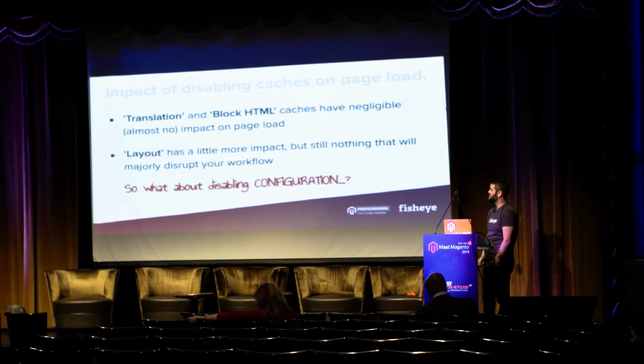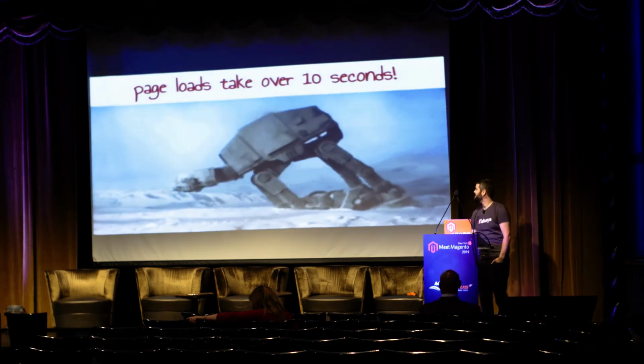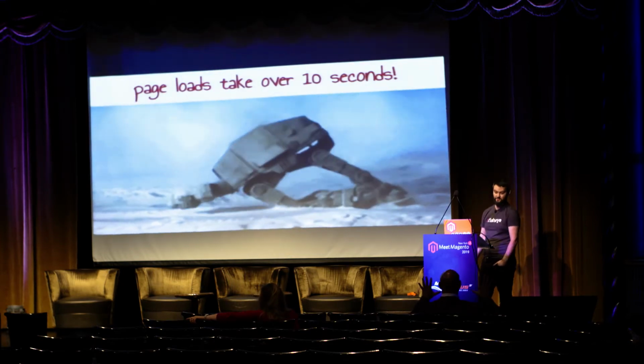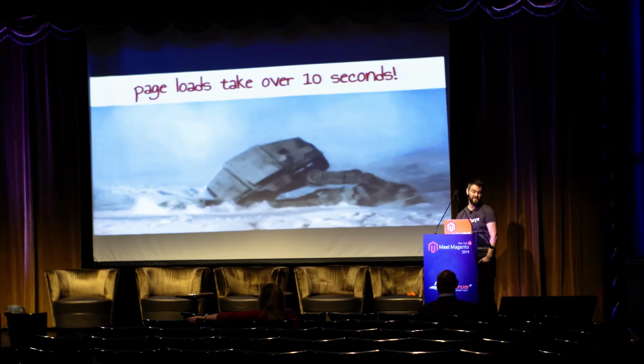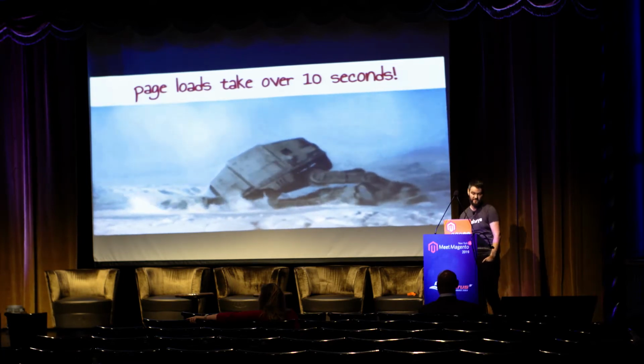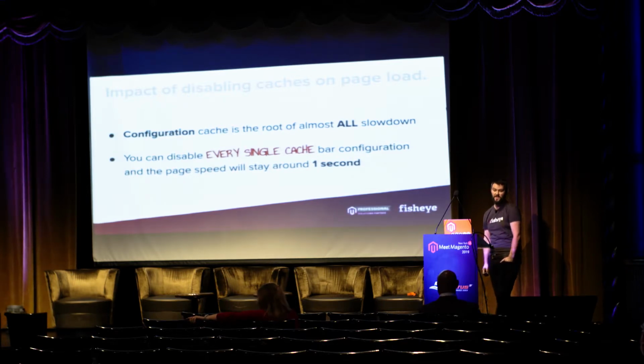So what about the elephant in the room, if you like, configuration cache? Yeah, you're looking at 10 seconds. Pages take over 10 seconds to load. We're almost back up to our 15 seconds, to be honest, if we just flush the cache. So what that tells us is configuration cache is the root of almost all slowdown in Magento 2. You can literally disable every single cache type bar configuration, and your page speed will stay around a second.